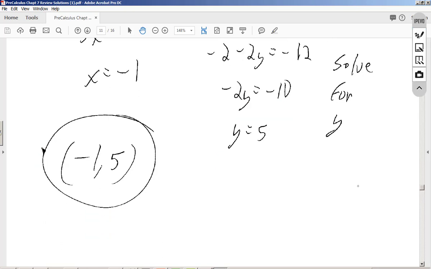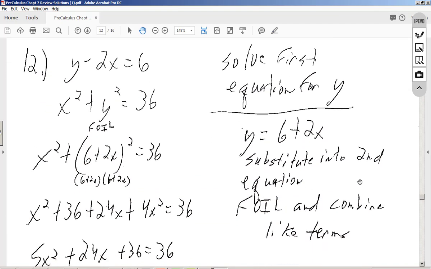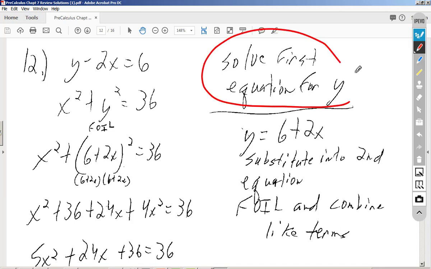On this next one, on number 12, I've got two equations. It says y minus 2x is all going to equal 6. And I also have my second equation, which is x squared plus y squared equals 36. And it says solve the system by the method of substitution. So solving this by the method of substitution, the first thing I want to do is I'm going to go ahead and solve my equation for y.